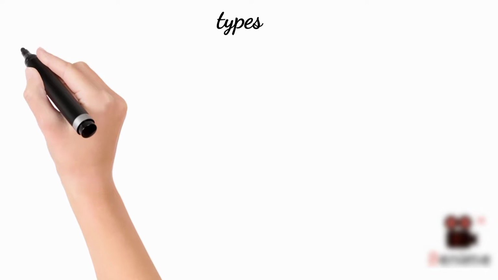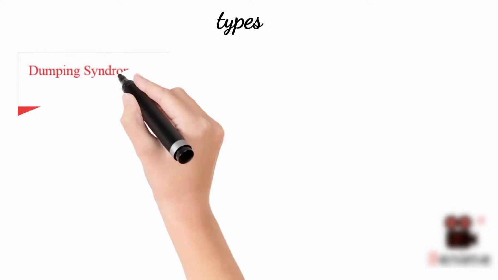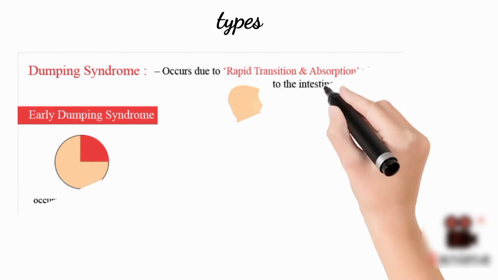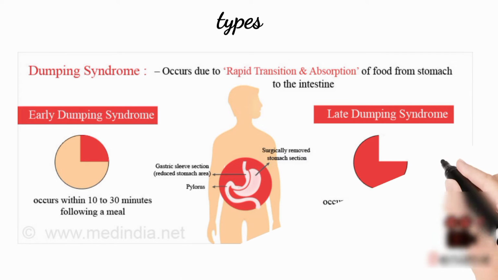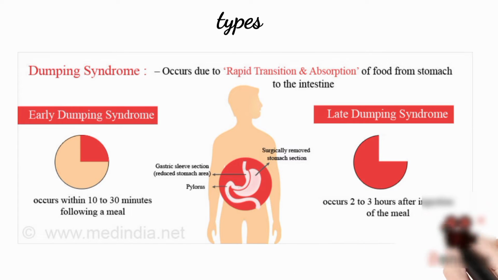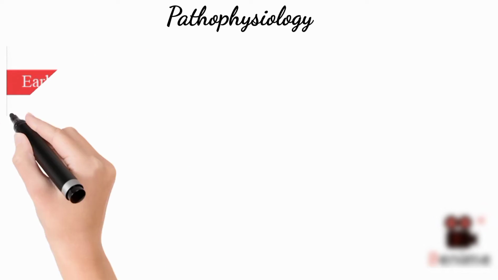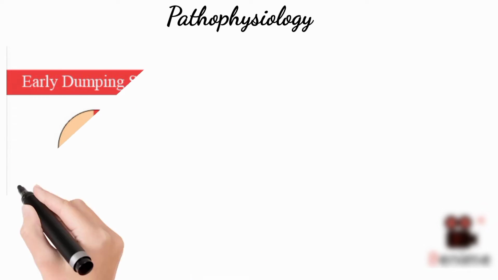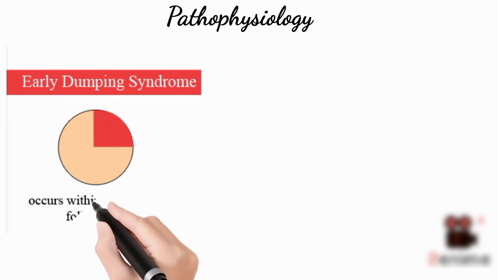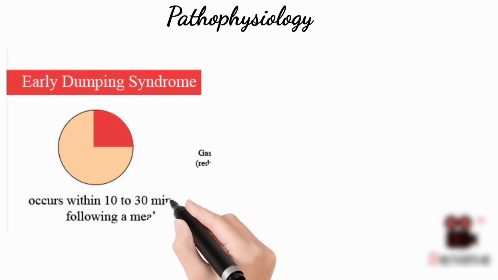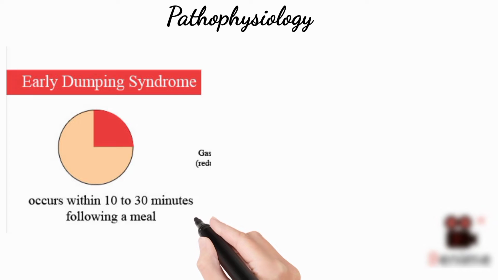Based on the timing of symptoms, we have early dumping syndrome. In this case, symptoms occur within 10 to 30 minutes following a meal, and late dumping syndrome, in which symptoms occur 2 to 3 hours after ingestion of the meal. Early dumping syndrome occurs when a large quantity of hyperosmolar food, like food containing high amounts of sugar, suddenly enters the small bowel. The increased osmolarity of the food particles causes water to move rapidly into the lumen of the small intestine, causing its distension.